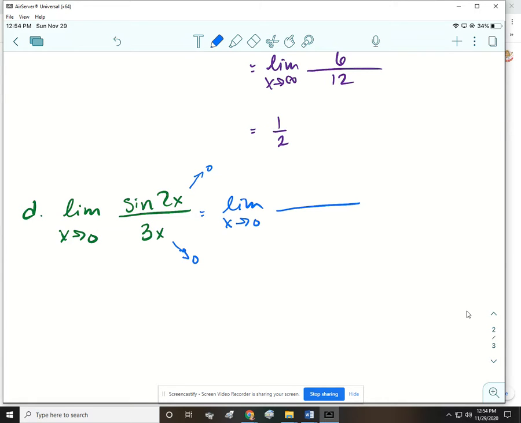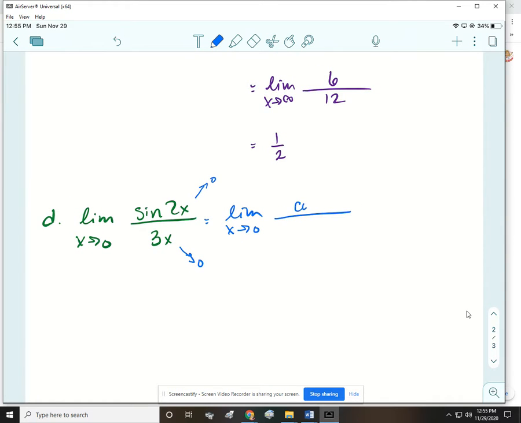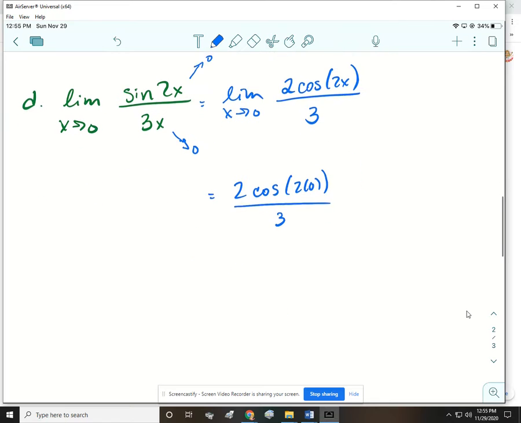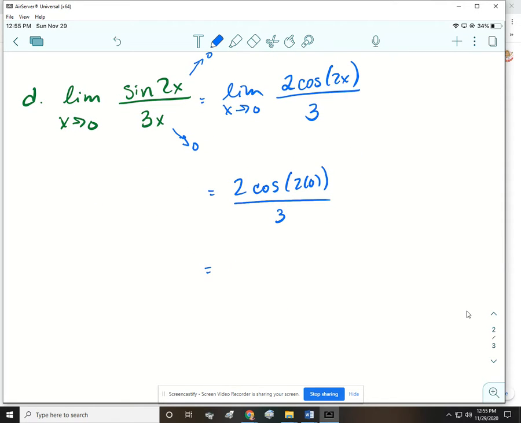All right, so when I find the derivative of something, it's going to be the cosine of that something times the derivative of that something, and the derivative of 2x is just 2, so I'm going to multiply by that 2 in the front. All right, and then the derivative of 3x is just 3. Okay, so I'm ready to plug in my 0. Okay, so then the cosine of 0 is 1. So that limit is going to be 2/3.